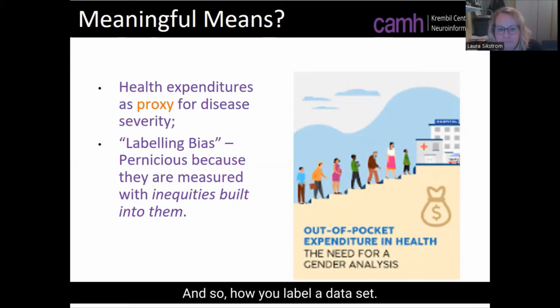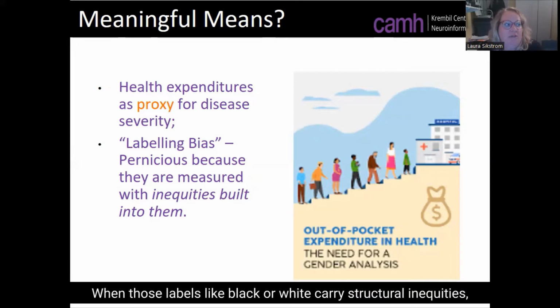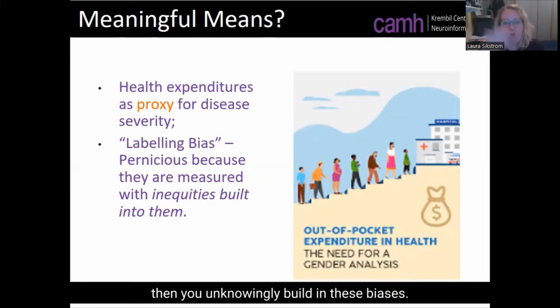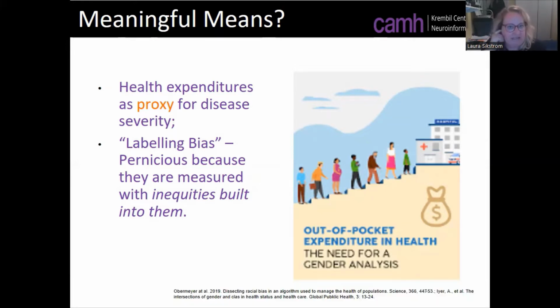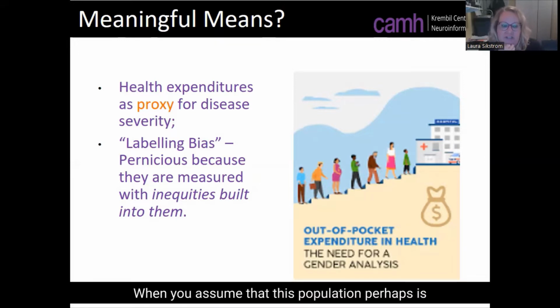And so how you label a data set, when those labels like Black or white carry structural inequities, then you unknowingly build in these biases. When you assume that this population perhaps is stable or has intrinsic characteristics that aren't related to the social world, you create problems.